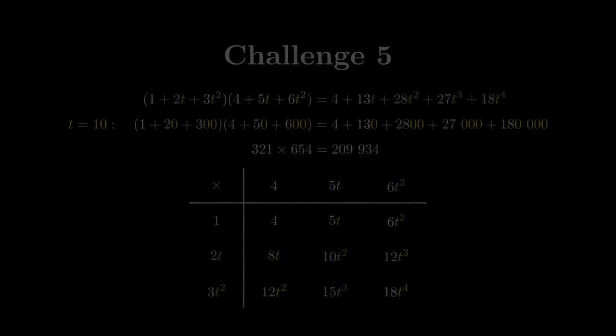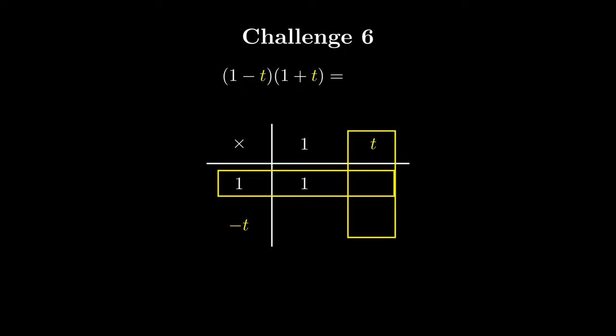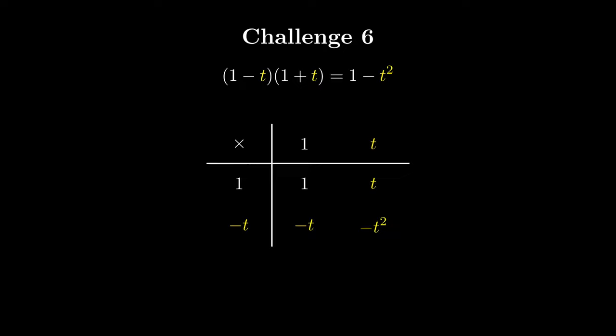Here's an interesting question. What is 1 minus t times 1 plus t? Let's line up the terms 1 minus t on the left and 1 plus t on the top. Apply term-wise multiplication. Our final answer is 1 minus t squared.